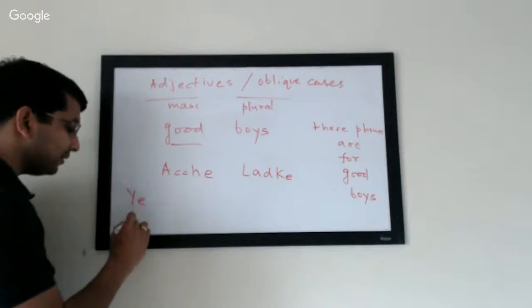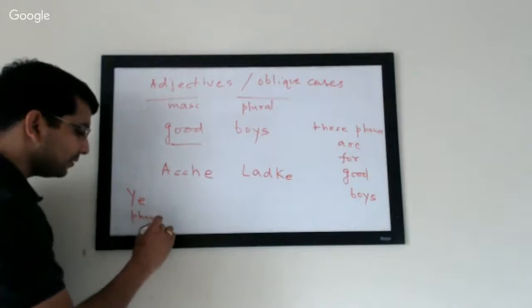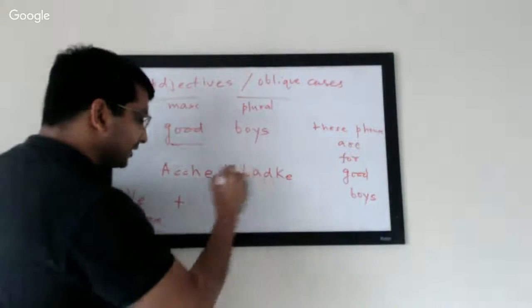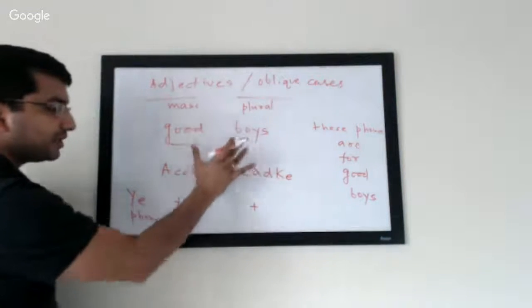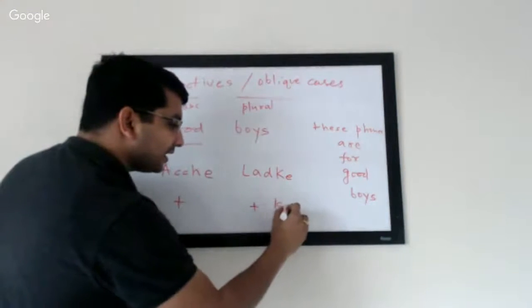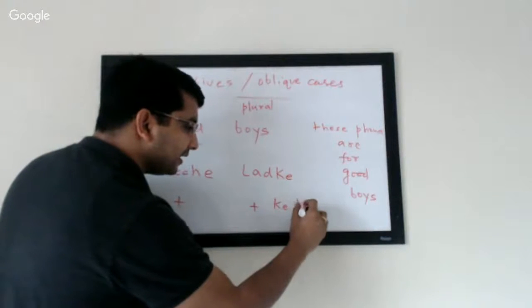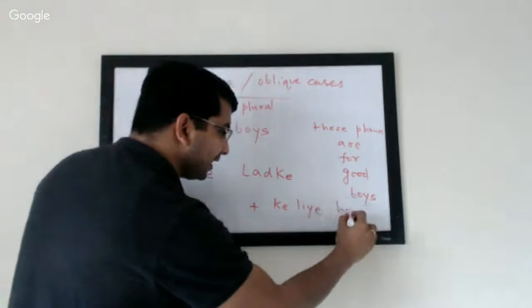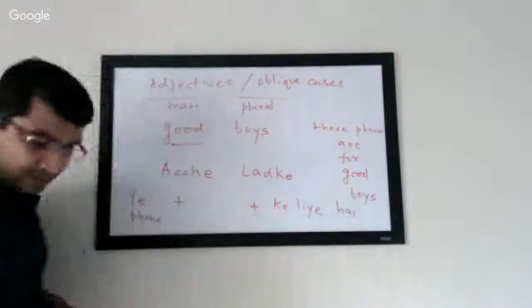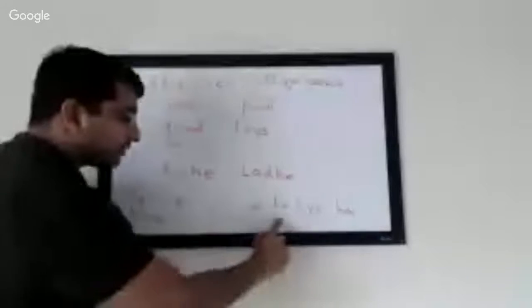ये phone, your this part, अच्छे लड़के, which is your अच्छे लड़के के लिए. Now you tell me how it will change. What will be the final sentence? This thing will come here, अच्छे लड़के, and after that के लिए है.